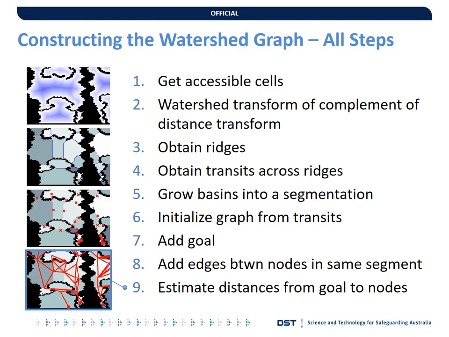That's it. To recap, the big idea is to apply a watershed transform to the complement of the distance transform so that the ridges are indicators of choke points. Then there is a bit of detailed work to put transits across the ridges and grow the graph, but that's it. Steps 1 through 6 are performed whenever the terrain map changes. Steps 7 through 9 are then performed whenever the goal changes.